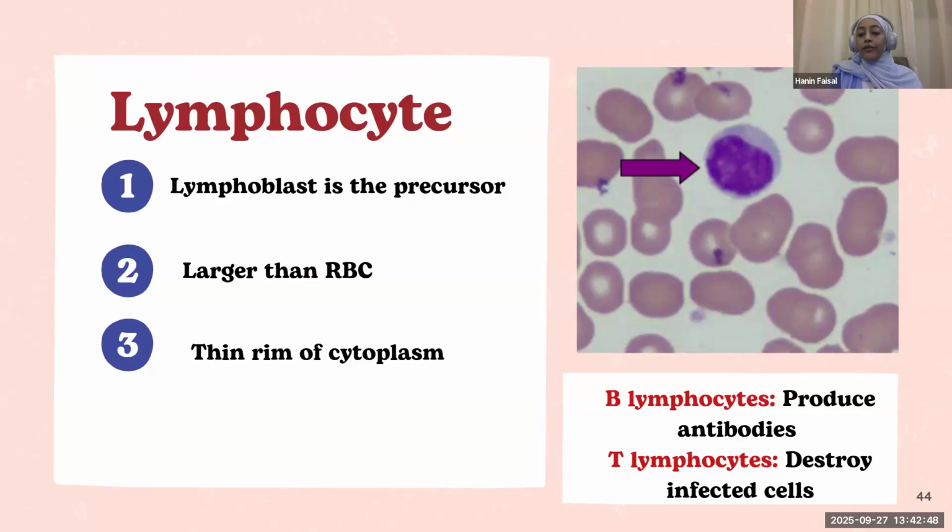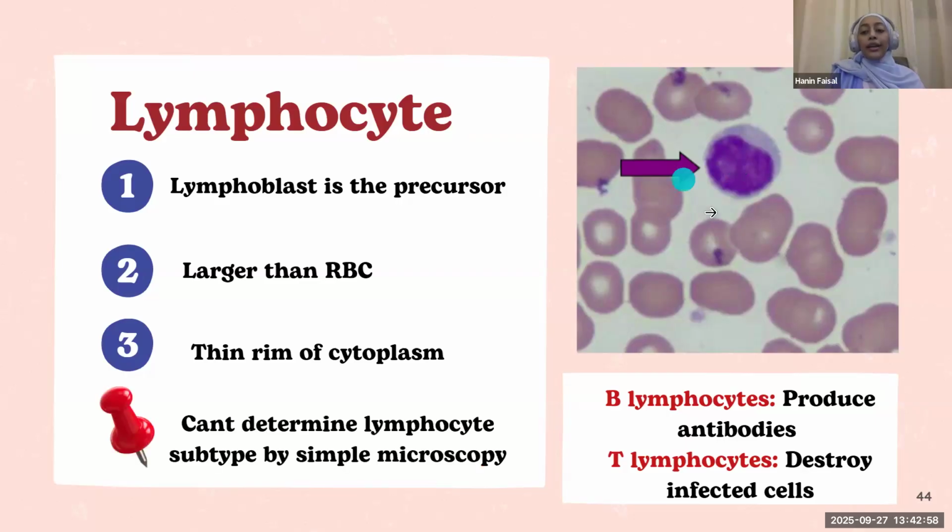Do you guys think if I give you the cell, can you tell me this is a B or a T lymphocyte? Is that possible? Exactly, no, it's not possible. Just by looking at the cell, you can't say it's a B or a T lymphocyte. You have to see the markers. Does it have CD4? Does it have CD8? And so on.